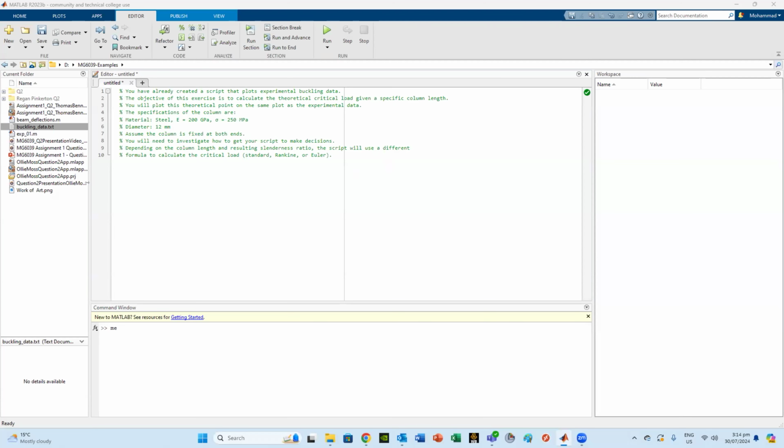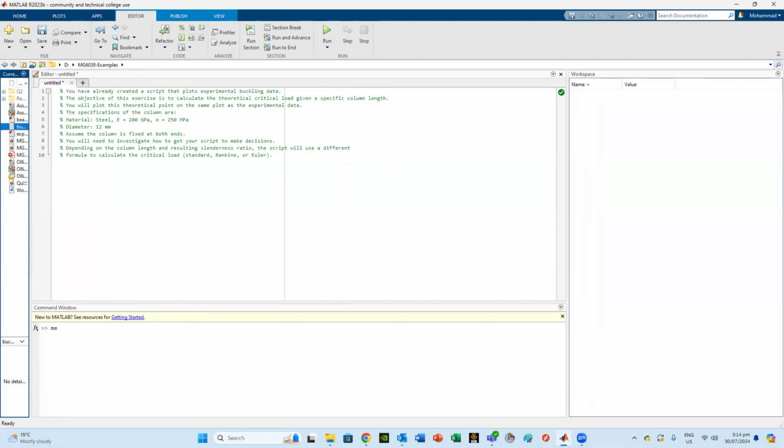Hello again. We tried to show you some of the other examples, which we solved one of the questions in the class, but now we go and add more things to this question. So you have already created a script that plots experimental buckling data, the text file, which we did read. Now, the objectives of this exercise is to calculate the theoretical critical load given a specific column length. Like we will need to plot this theoretical point on the same plot on top of the experimental data.